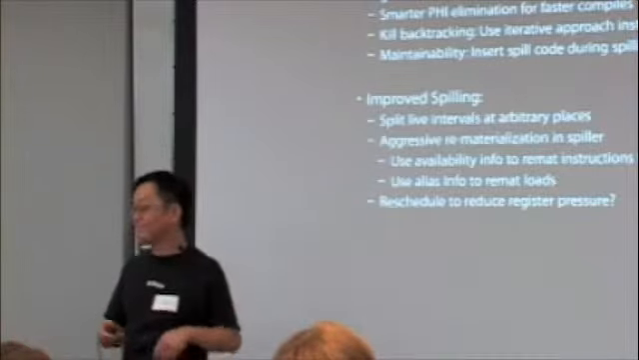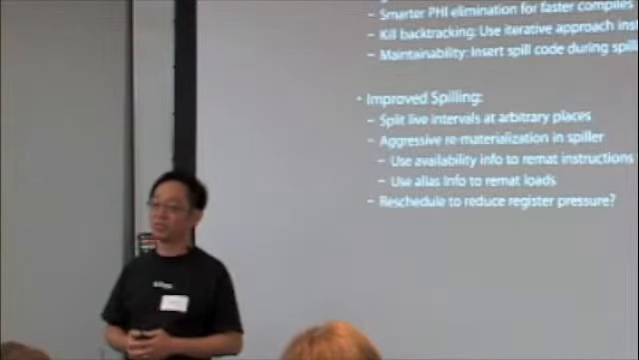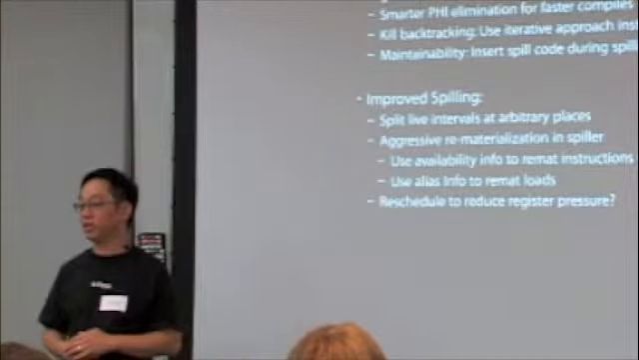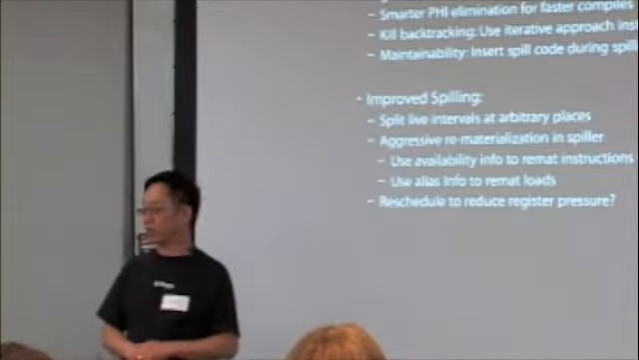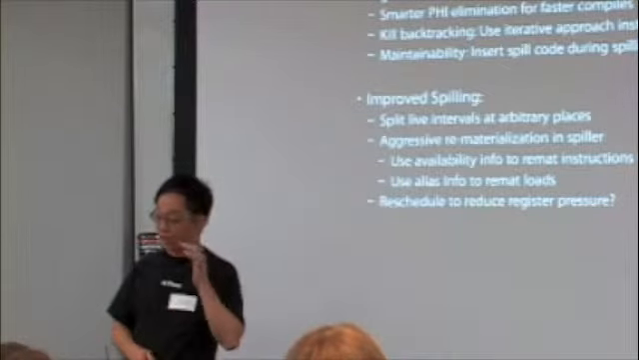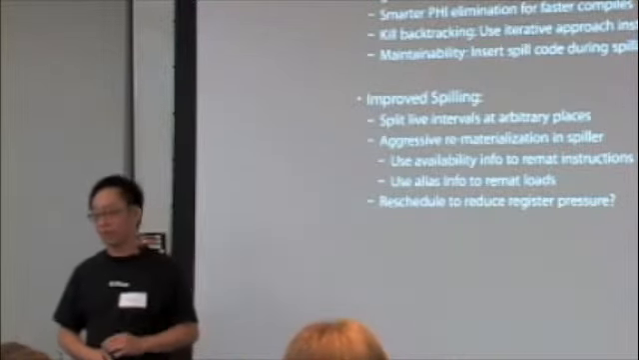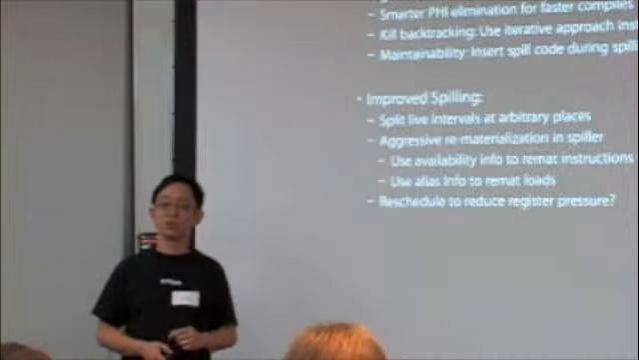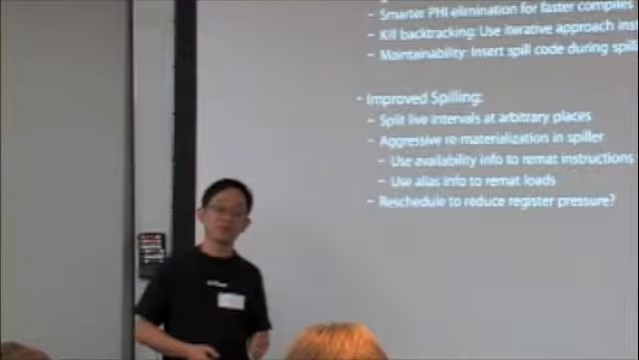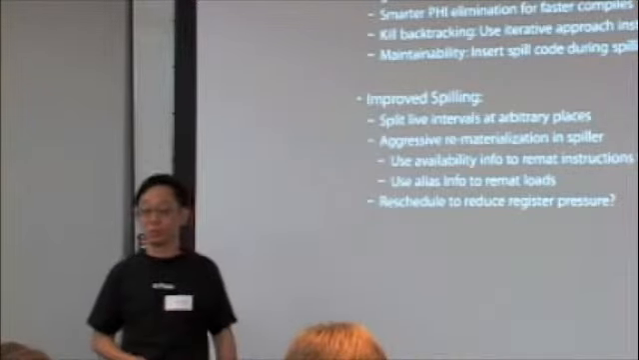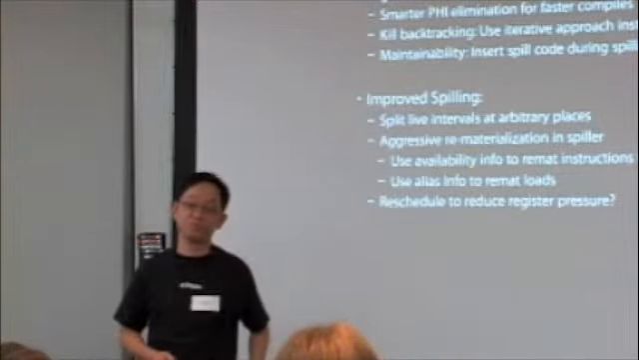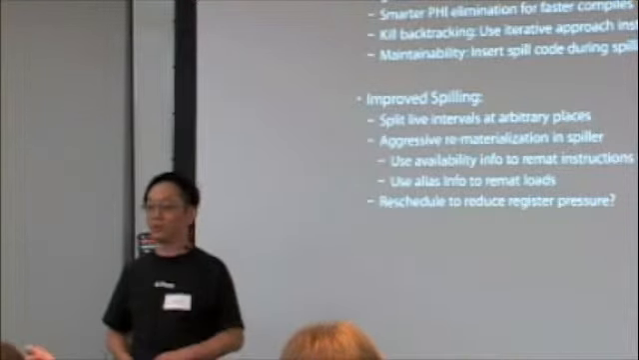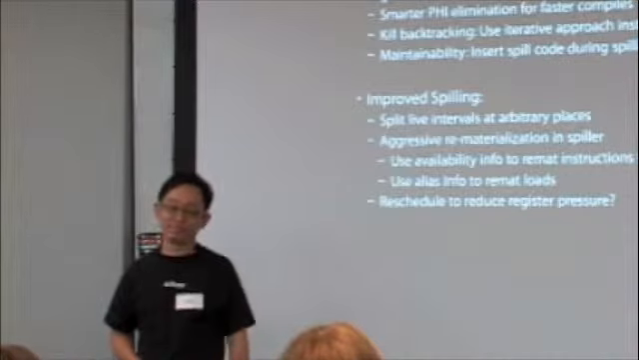We want to improve maintainability by inserting spilling on the fly rather than waiting until the end. This removes much work the rewrite has to do. We want to put a lot of effort into improved spilling. We want to be able to split iteratively in arbitrary places. We want to use availability information and alias information to do really aggressive rematerialization. And we have some other crazy ideas we are thinking about, such as rescheduling to reduce register pressure.